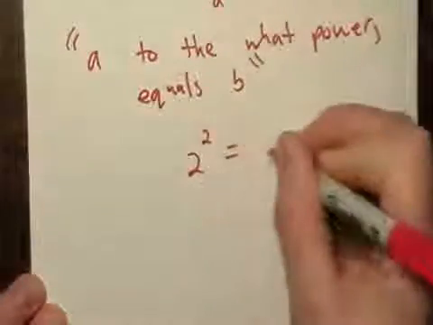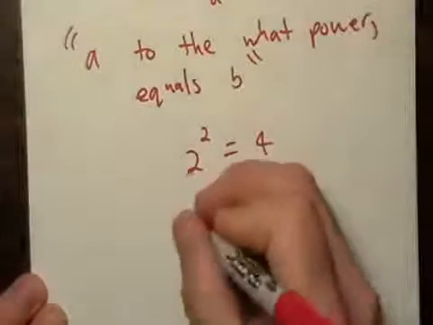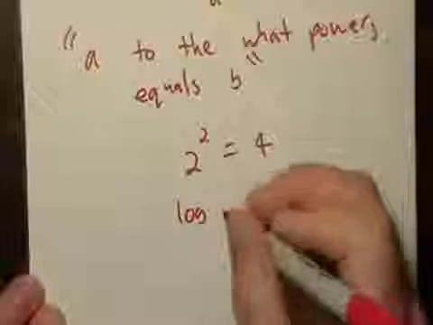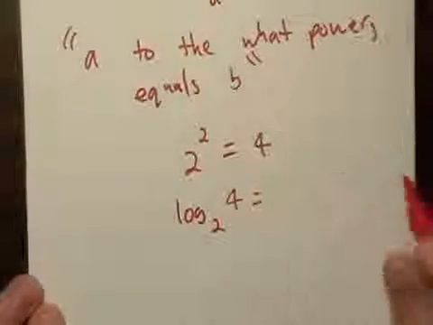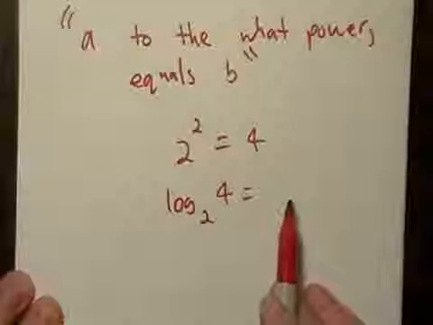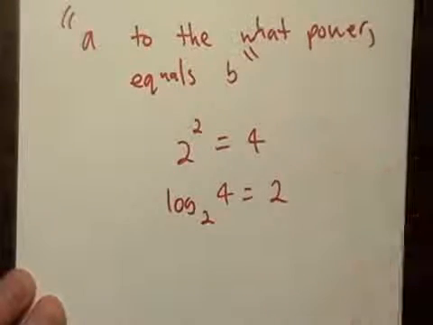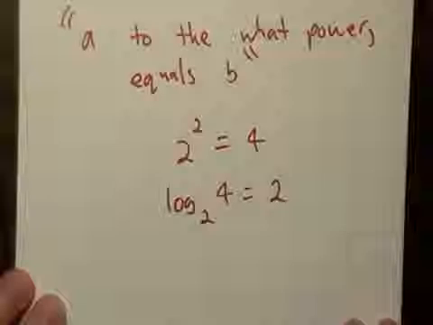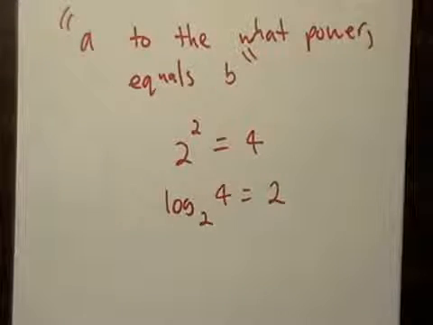2 squared equals 4. Okay, so I could say log 2 of 4. That means 2 to the what power equals 4. Well, 2 to the second power equals 4, so bada bing, bada boom, there we go. Okay? And that part is pretty easy.